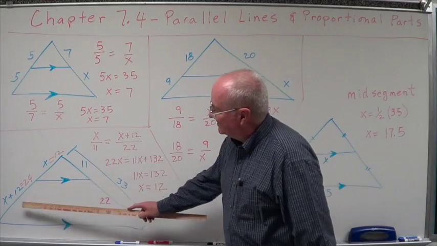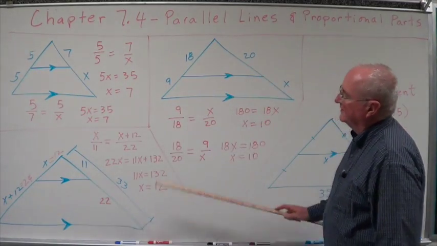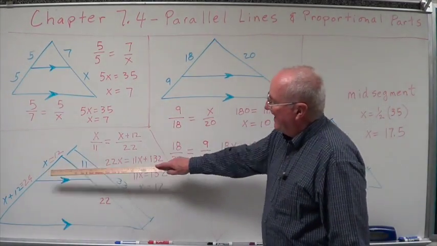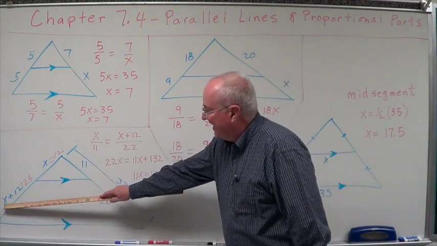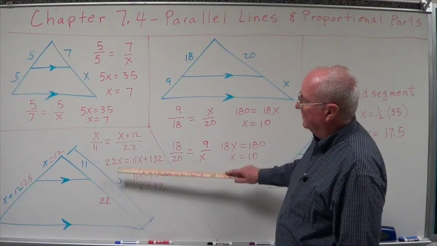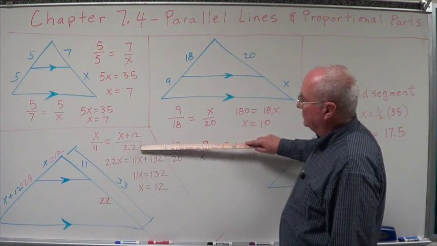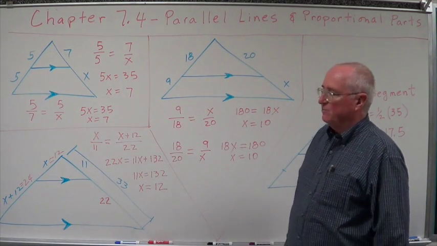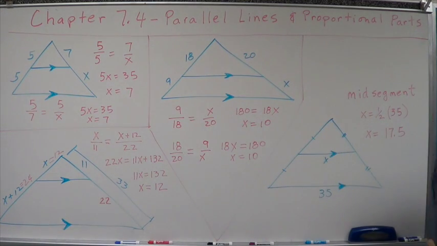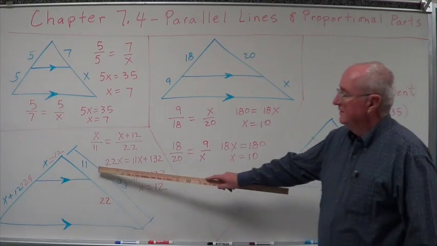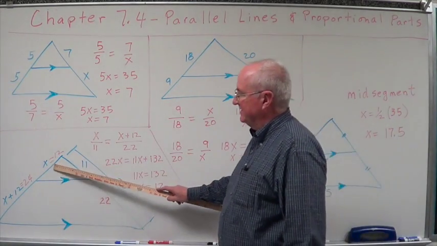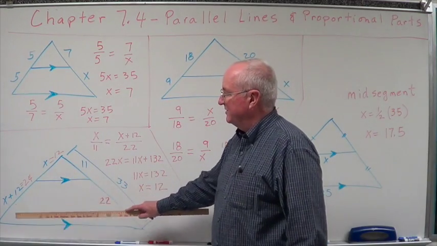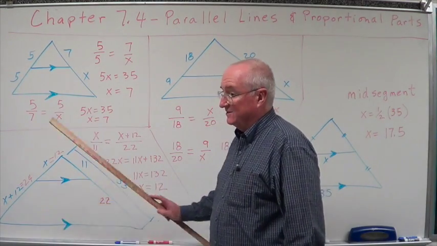Okay, now we have x, and we have x plus 12. So let's set up our proportion. x is to 11 as x plus 12 is to 22. Now, you can probably look at this and determine what it's going to be. Okay? This is 1/2 of this. This is twice this. This means this is going to be 1/2 of this. This is going to be twice this. That means x is going to be 12.